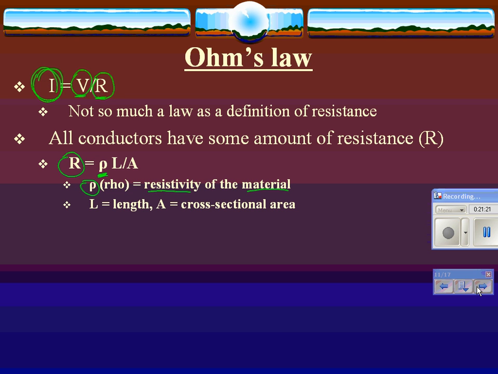The thing you should really think about are these two letters, L and A. And if we're dealing with a piece of wire, what this means is that the resistance in that piece of wire is directly proportional to the length of wire, right? The longer the wire, the more resistance it has. That makes some sense because there's more stuff to flow through.